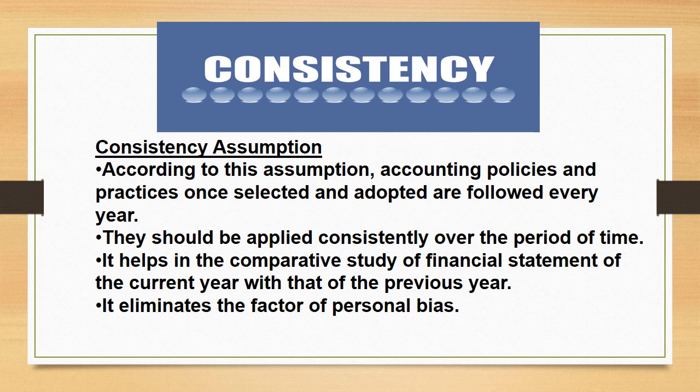As you know, one person may adopt a depreciation rate of 15%, whereas another person may select a depreciation rate of 20% for the same asset, which may create a false result of comparison between 2 years. That's why consistency helps you in eliminating such irregularity which may arise due to personal bias.